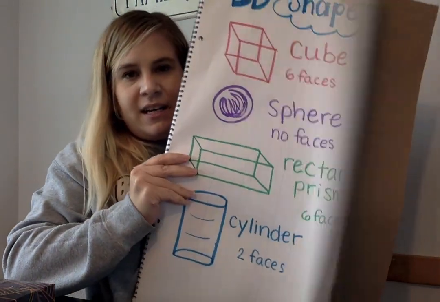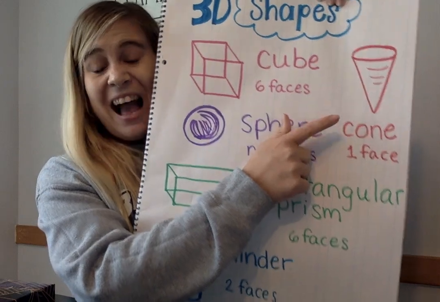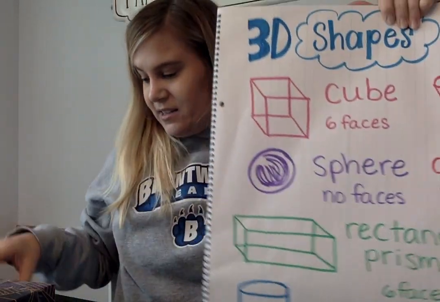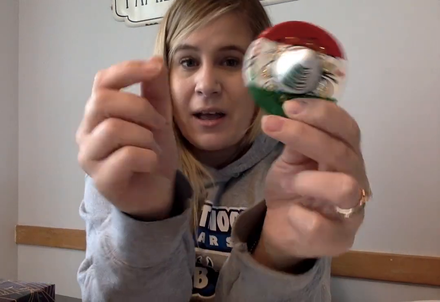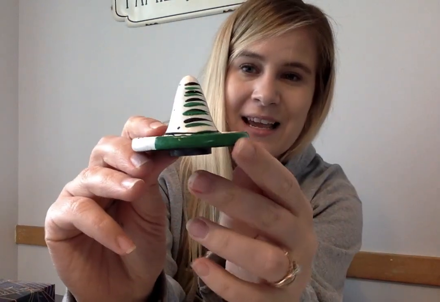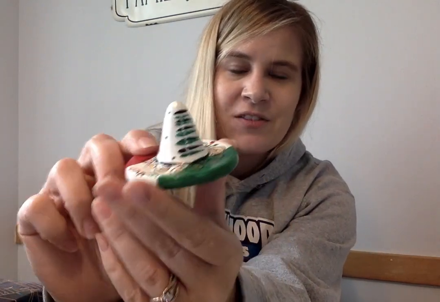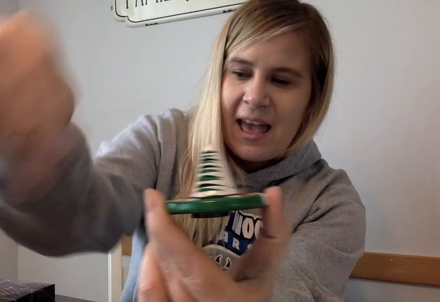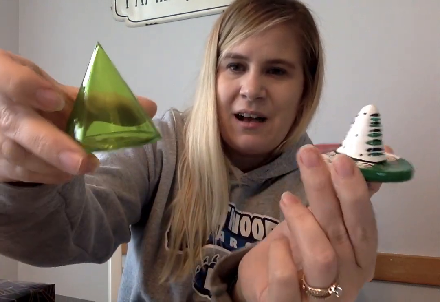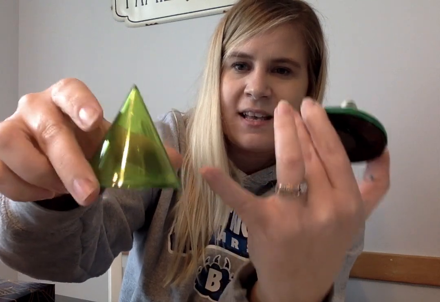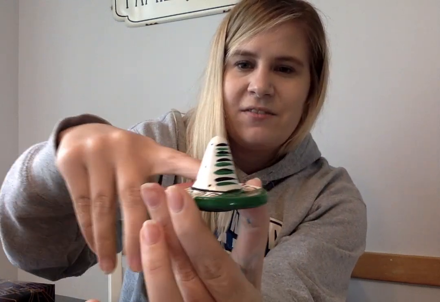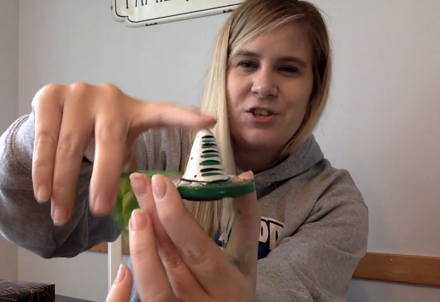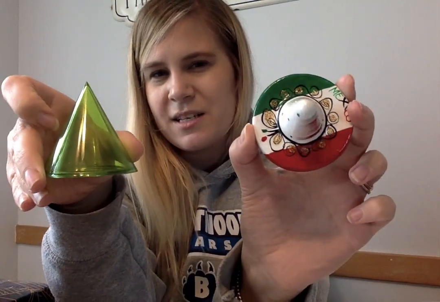I also needed a cone. I think that was the trickiest one to find. I found my magnet that I bought in Mexico, which is perfect because today is Cinco de Mayo, which is a Mexican holiday. And it's of a hat, and if you notice, it's kind of got a cone at the top, right? A cone has one flat face and then a rounded edge. So it's got the flat bottom here and then the rounded edge. It's just not quite so pointy. So that was the closest that I could find to a cone.